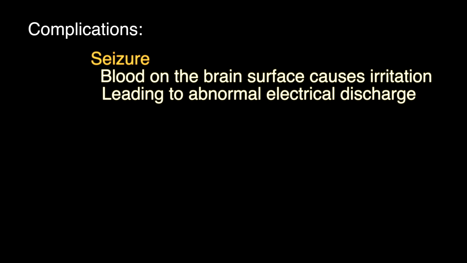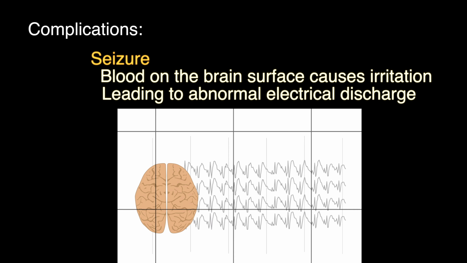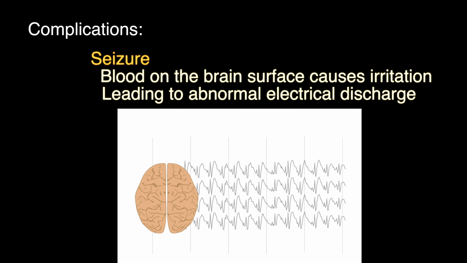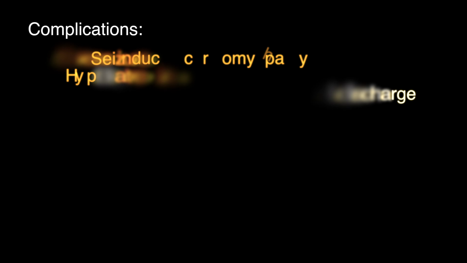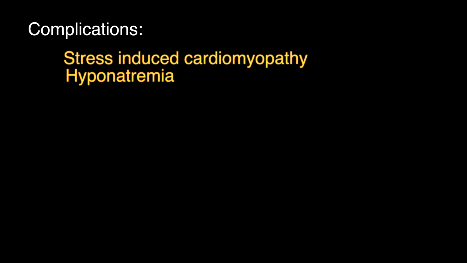Seizure is caused by blood product on top of the brain parenchyma, or the brain tissue, causing irritation leading to electrical disturbance within the brain. Other medical complications of subarachnoid hemorrhage include stress-induced cardiomyopathy and hyponatremia.